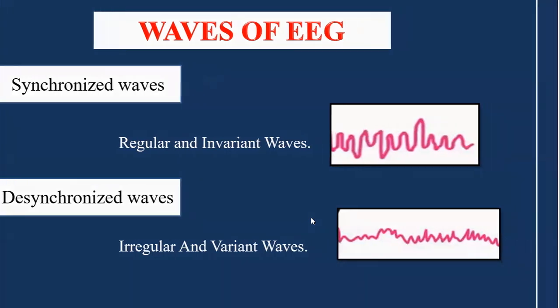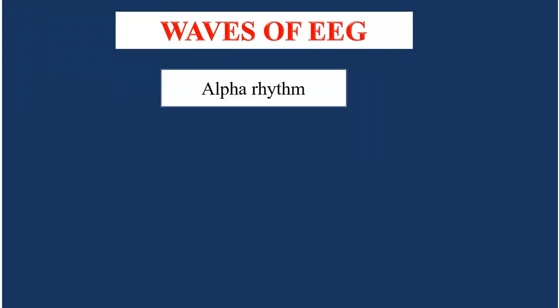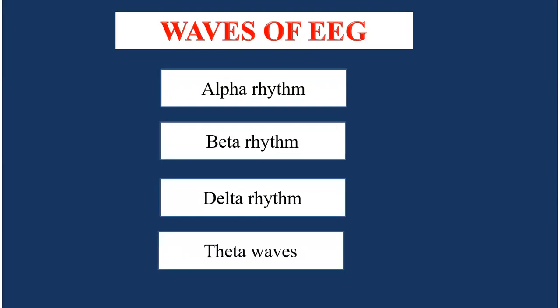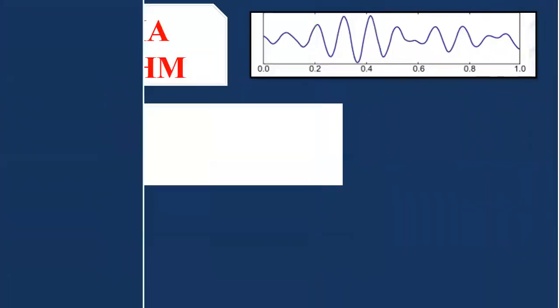There are different types of rhythms or waves that are recorded by the electroencephalogram. There are four different types of waves that are observed in different conditions: alpha rhythm, beta rhythm, delta rhythm, and theta waves. Now let's see what these waves are and in which conditions or activities these types of waves can be recorded by the EEG.